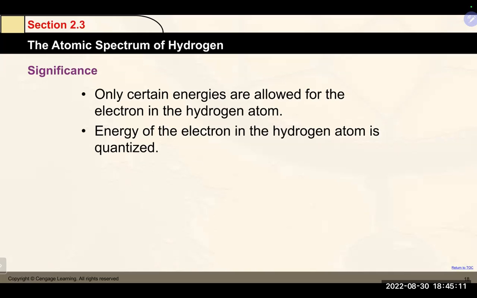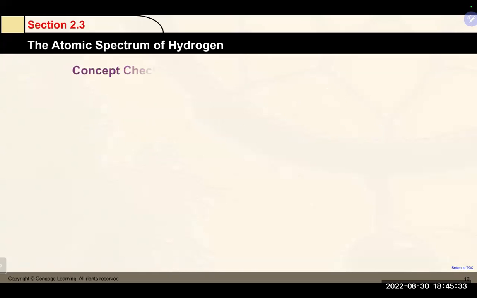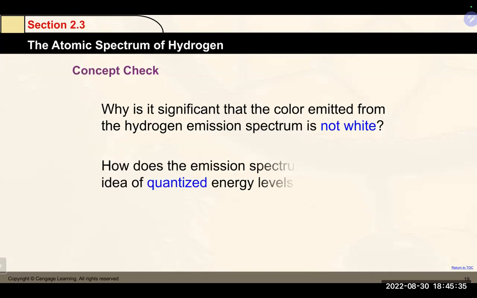Now, the significance of this is, again, in terms of the hydrogen atom, energies are only allowed for electrons to basically move from one energy level to the next. They're also sort of tied to the nucleus as well, right? They can't just float off and stuff like that. There is some attraction between the negatively charged electron and the positively charged nucleus.